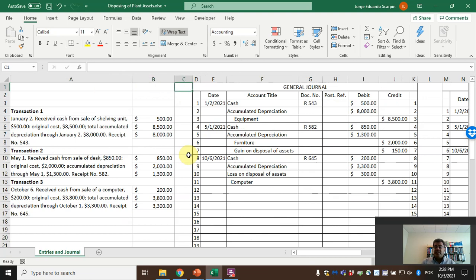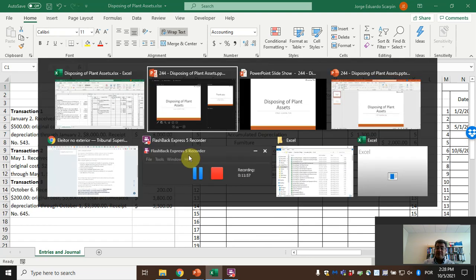So guys, these are the three scenarios, the three only scenarios that we have. So watch this video as many times as you want.